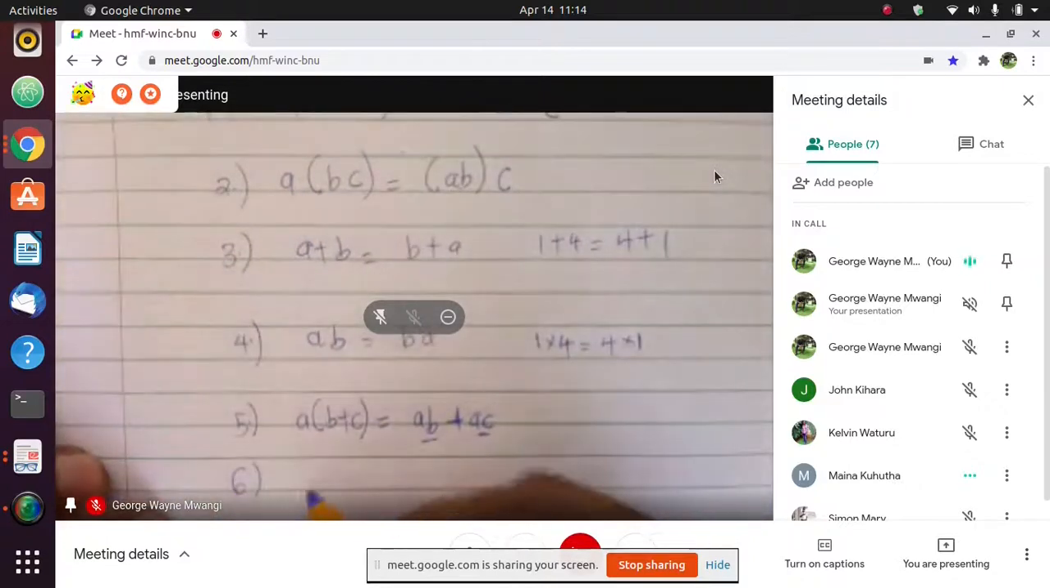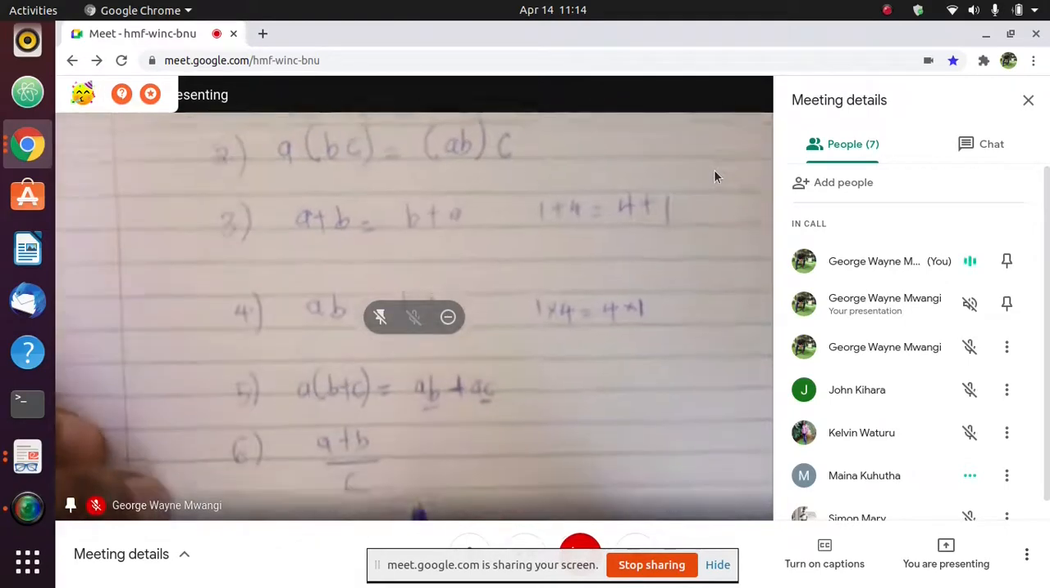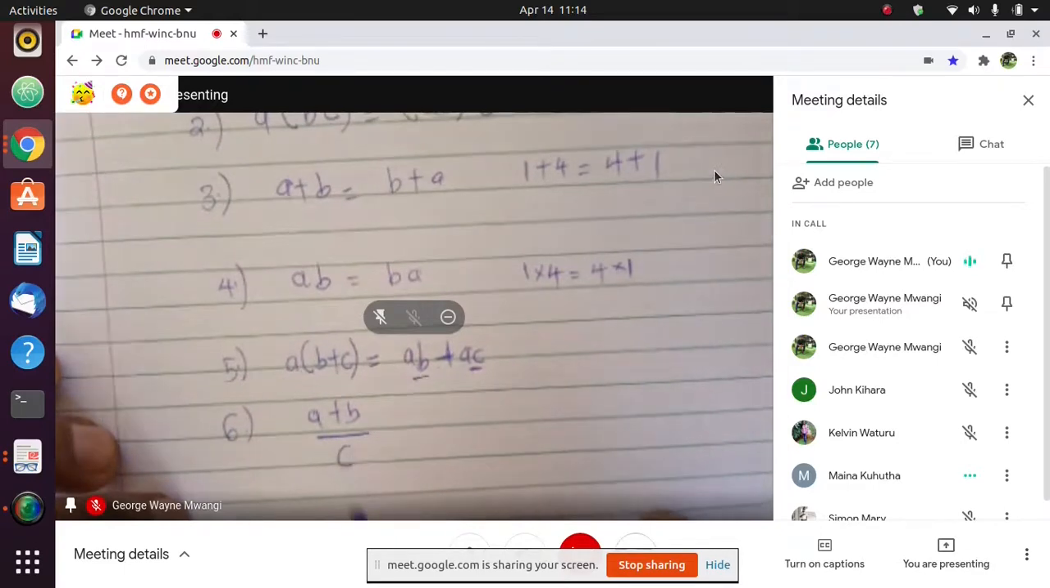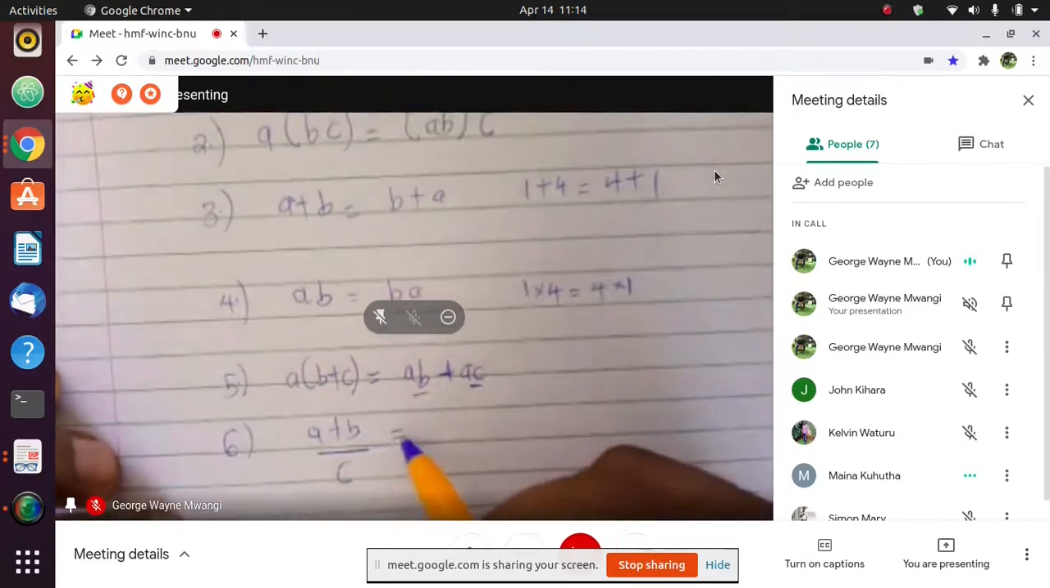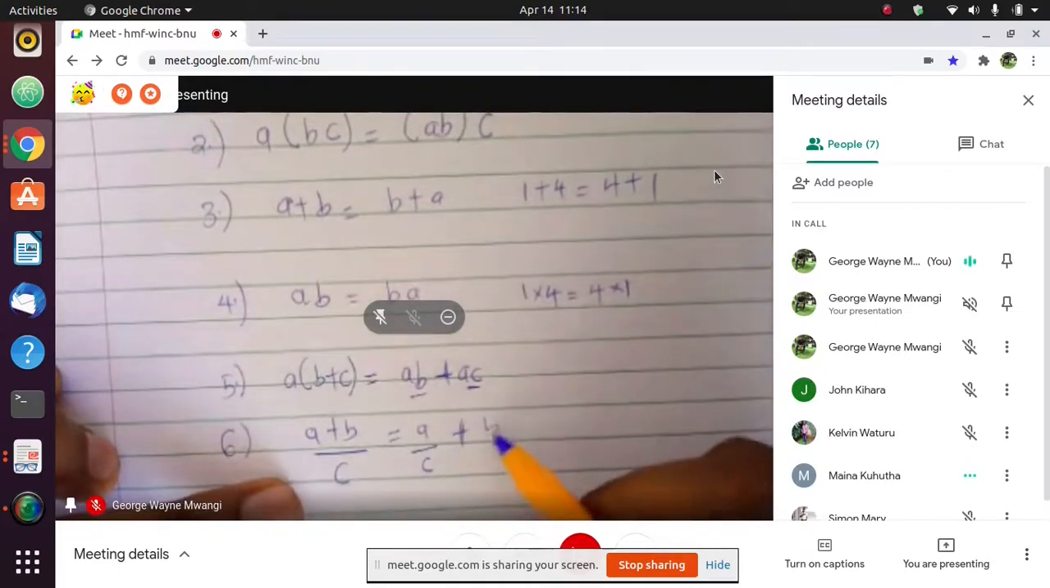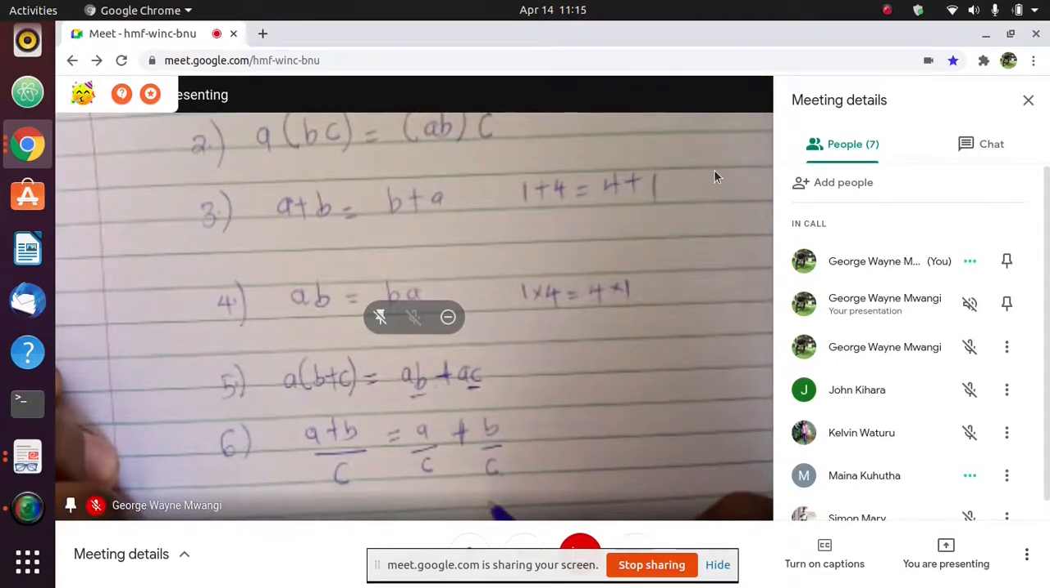Now, another one is a plus b all over c. When you have a fraction where the numerator shares one common denominator, it is the same as saying a over c plus b over c. Are we together?